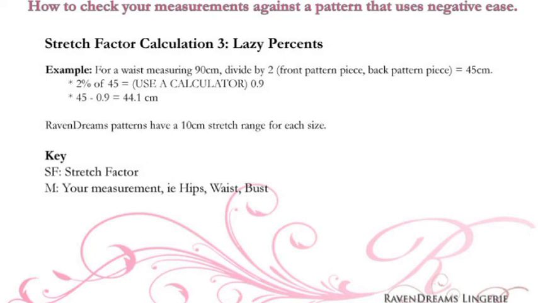And we're going to quickly show you a third calculation, which is lazy percents. For example, you have a waist measurement of 90 centimeters. You divide it by 2, which is 45 centimeters. And then you want 2% of 45. So use a calculator. I use one online for a percent calculator. So 2% of 45 is 0.9. 45 minus 0.9 is 44.1 centimeters.